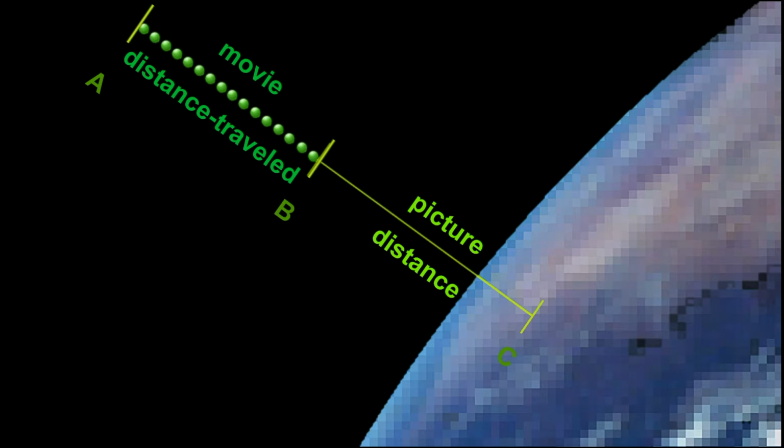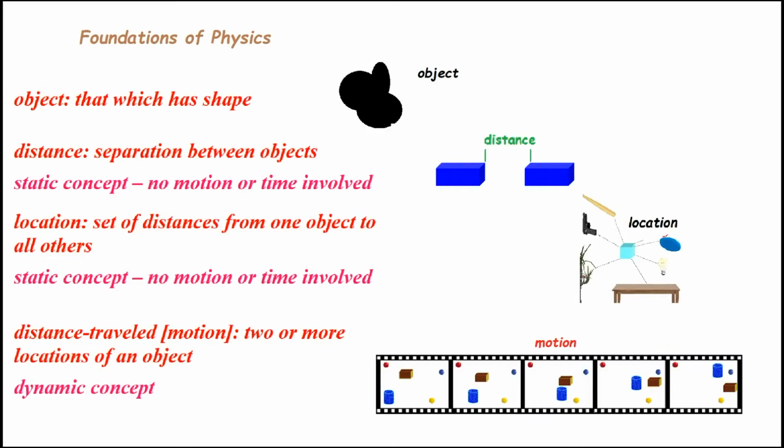So we got at least the notions. What's the problem? Well, first we have to define words so that we know what we're talking about. We say that an object is that which has shape. Distance is the separation between objects. We have two objects there, two blue boxes, and this is just a region between them that has no matter. Location is the set of distances of one object with respect to all other objects in the universe, and distance traveled, something totally different, we call it motion, or displacement if you want: two or more locations of an object. That's a dynamic concept.